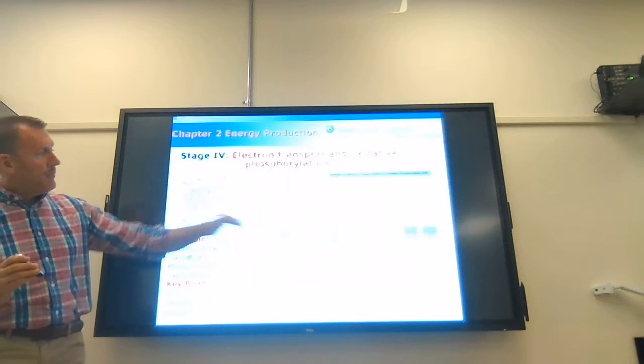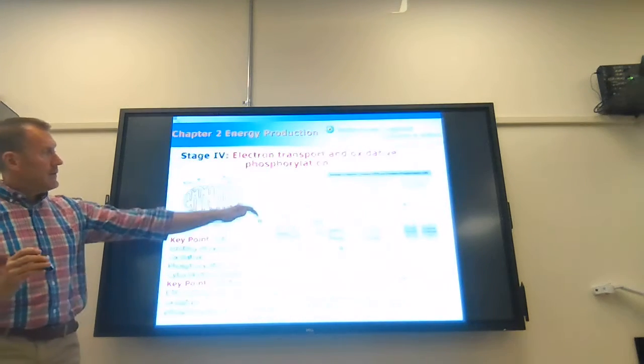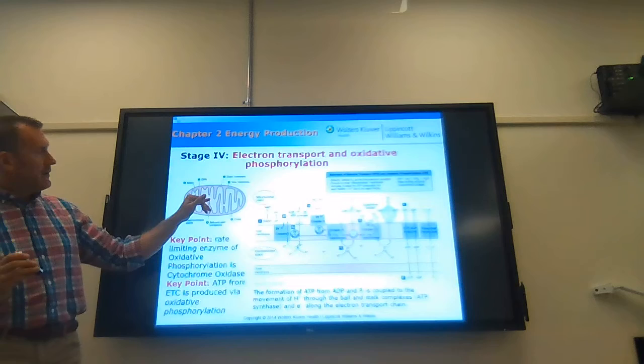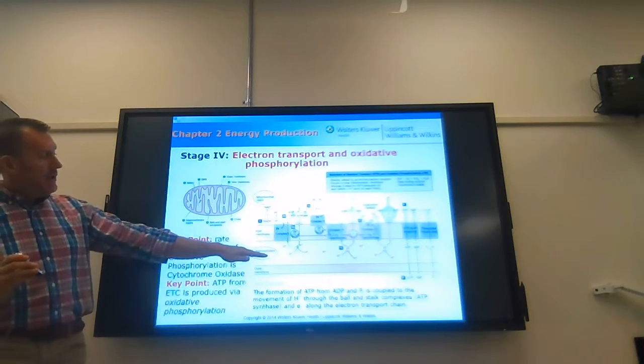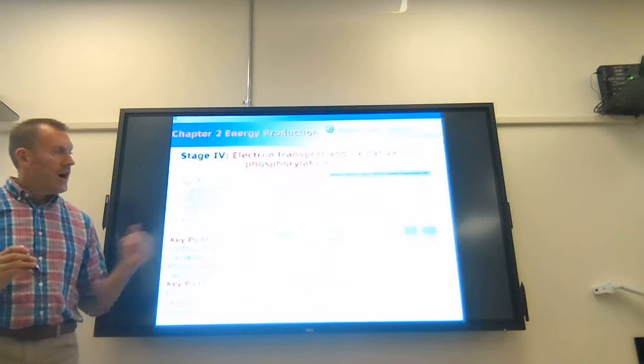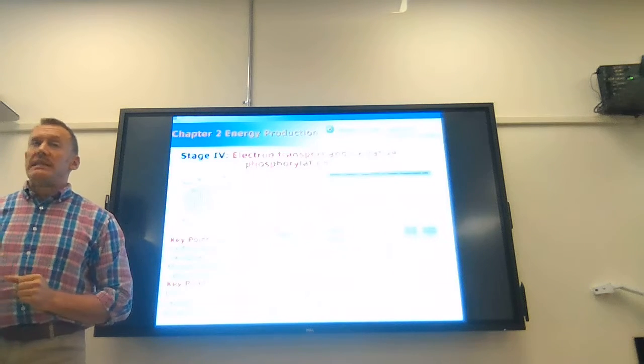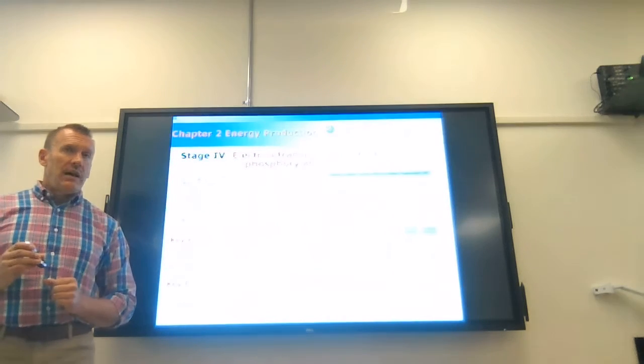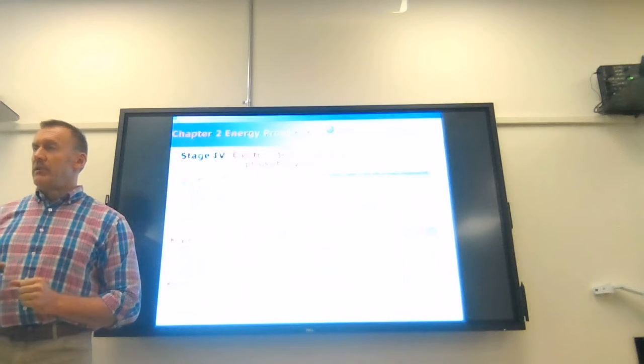So this is the inner membrane right here. This is the matrix inside, so that's this lighter color. And then the intermembrane space that we talked about. So you have four complexes as well as these cytochromes that function as electron carriers.